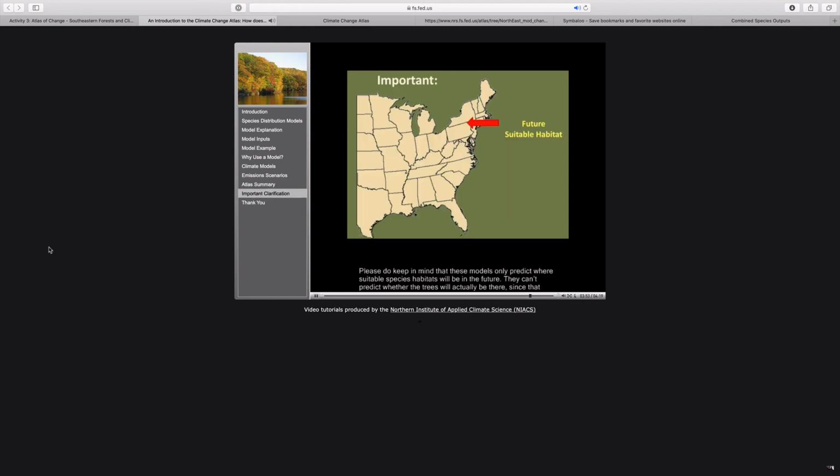Please do keep in mind that these models only predict where suitable species habitats will be in the future. They can't predict whether the trees will actually be there, since that depends on other things, like how quickly or effectively trees can migrate and colonize new areas, and what species they will have to compete with when they get there.